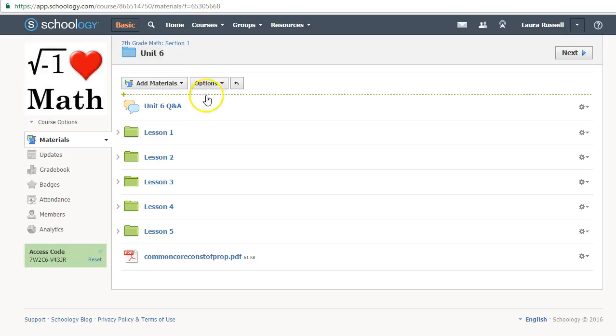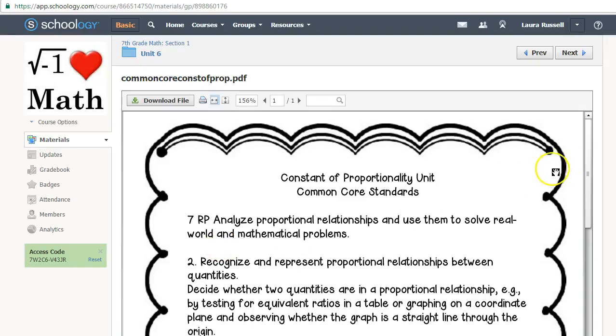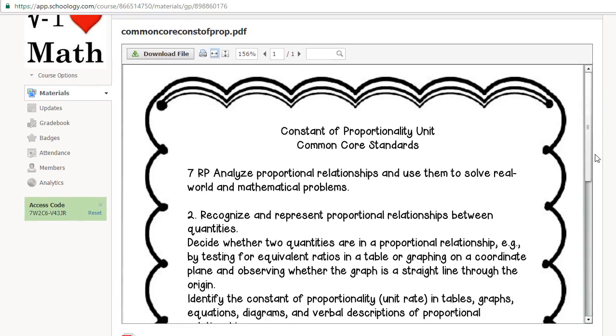I do have an additional file down here, and this is more for students or for parents because, like I said, you do have the option with Schoology to allow parents to have access to their students' work. So this is just a list of the Common Core standards and how all of the content is aligned to the Common Core, so they can rest assured that their student is learning what they do need to know for the grade level.